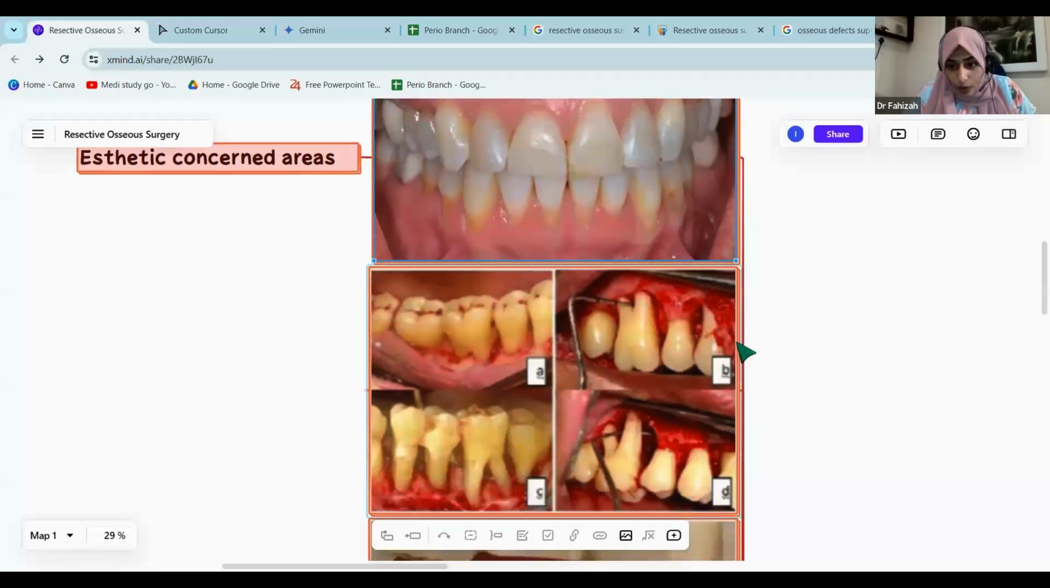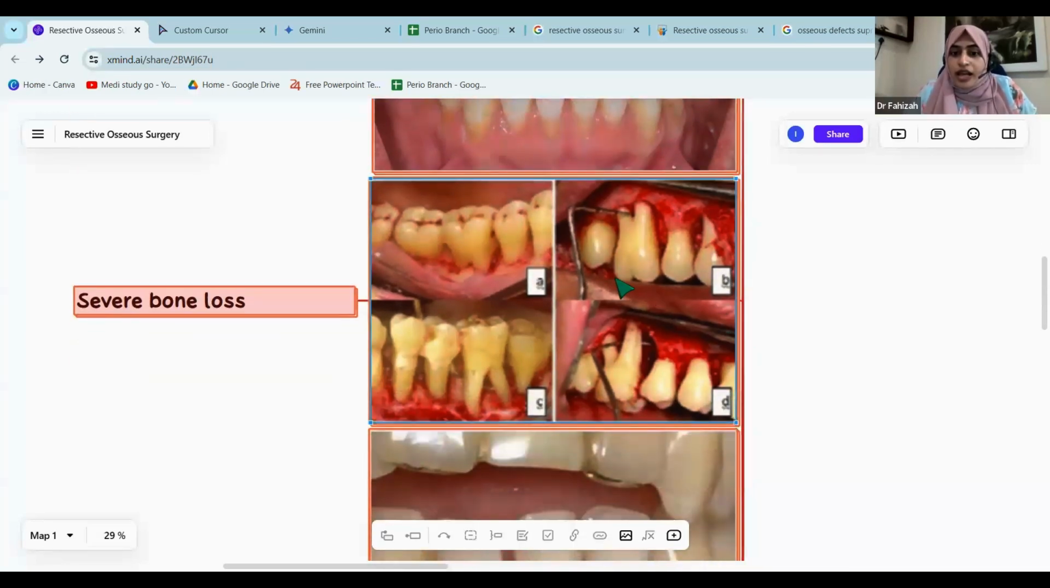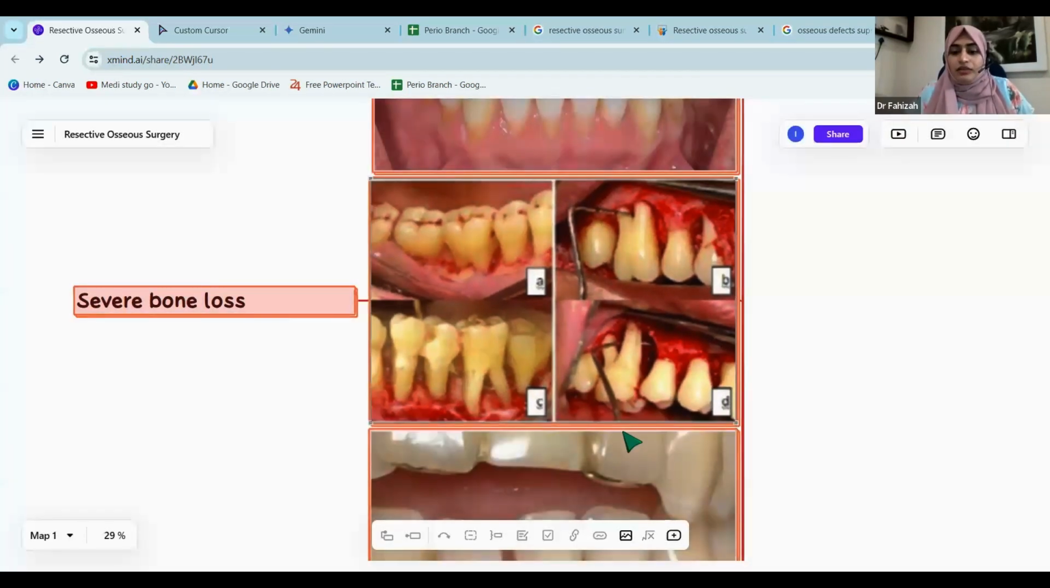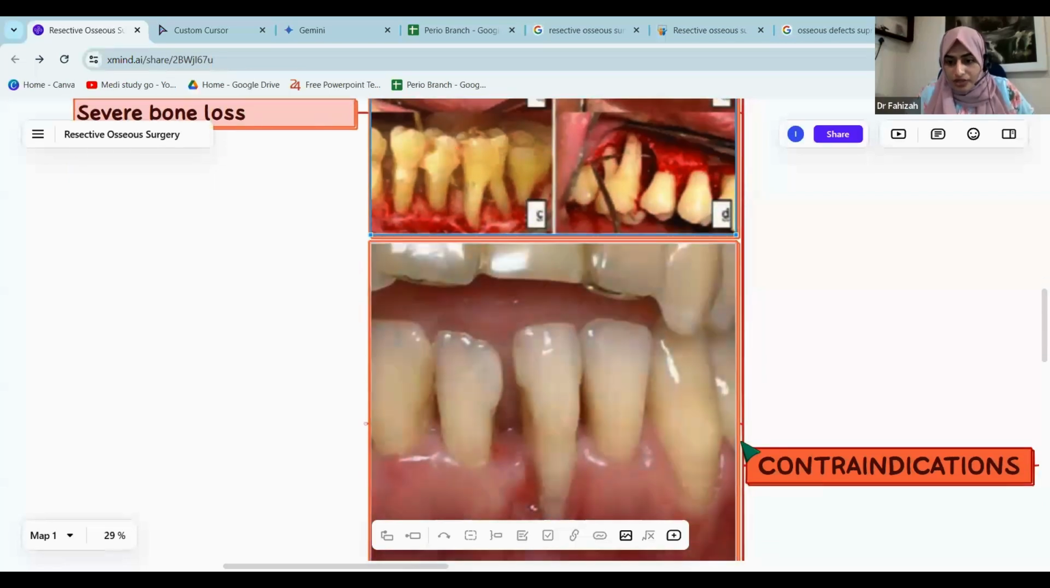Then we have extensive bone loss, severe bone loss. Like already the tooth is compromised, there is overall bone loss. Over that, if you do all these resective procedures, that tooth is not going to stay there. It's just going to come off within very few months. So when you have severe bone loss like this, we contraindicate that case for root resection.